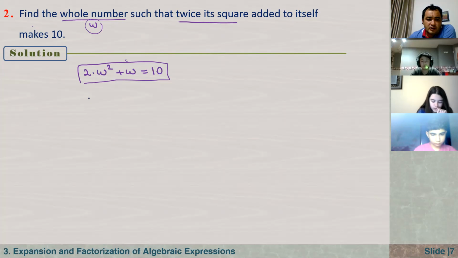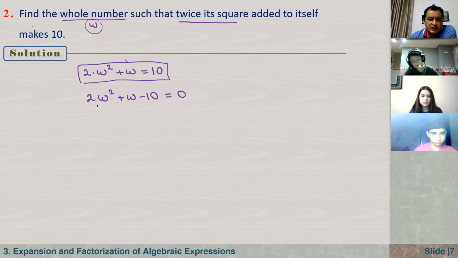Now, what is it? It's a quadratic equation. So let me just write this in standard form. 2w squared plus w minus 10 is equal to 0. Now we expect that all questions here can be solved by factorization. So here 2w squared is just a prime number. The only way to write this as a product of two algebraic expressions is 2w and w. So I need to factor this 10 in such a way that when we cross multiply, their sum should give us this middle term w, right?